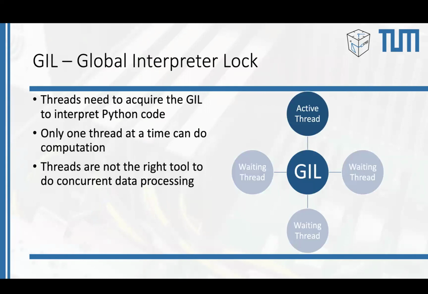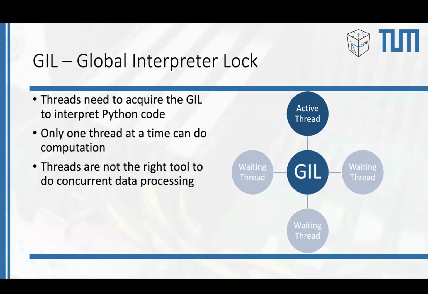We also talked about the global interpreter lock. So everything that we discuss with threads is bound to the global interpreter lock, which means that basically no thread is able to do computation in parallel to another thread that's also doing computation. So which basically tells us that threads are not the right tool if you want to do concurrent data processing. If you have a large array and you want to distribute this array for processing over several cores, you will not be able to do it with this.